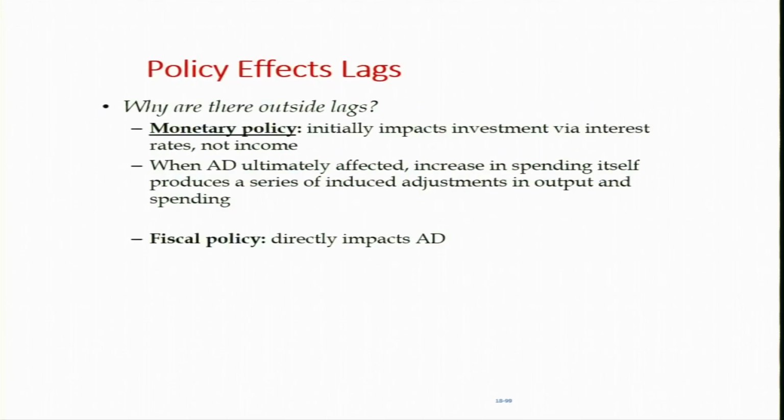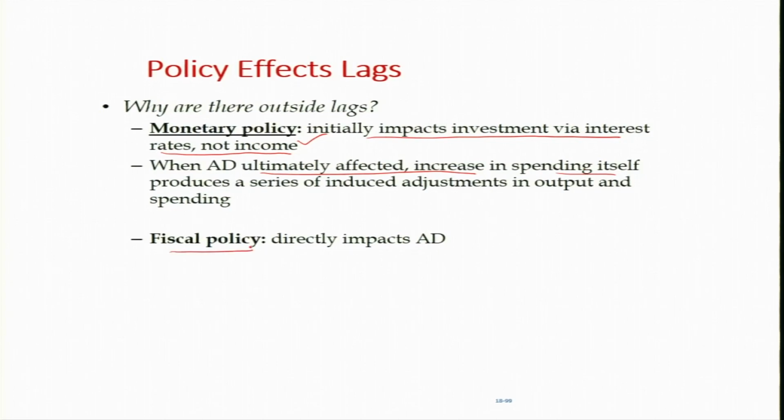So let us look at the case of monetary and fiscal policy. In the case of monetary policy, the outside lag initially impacts investment and the interest rate, not directly income. We have seen that an expansionary monetary policy creates portfolio disequilibrium among households, and as a result there is a decrease in the rate of interest, and an increase in investment. Then finally it impacts aggregate demand. So aggregate demand is ultimately affected through changes in interest rate and investment. That means there is a delay.